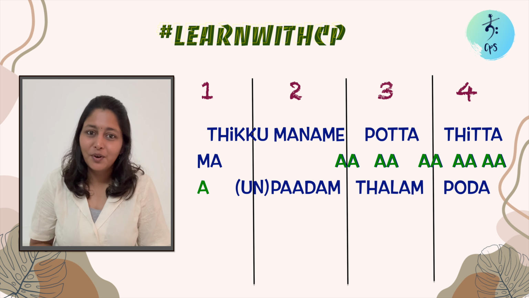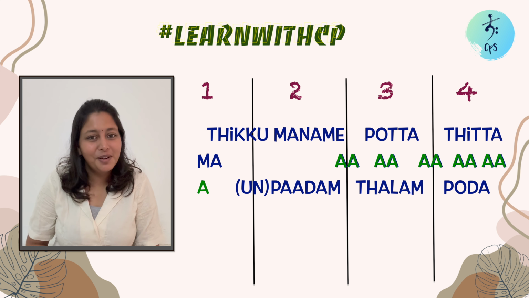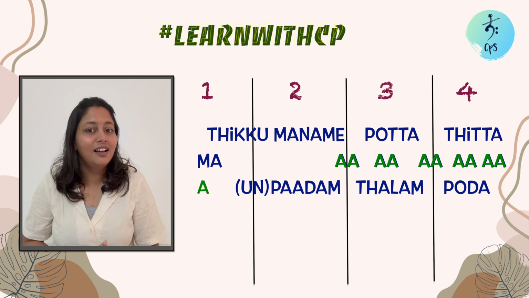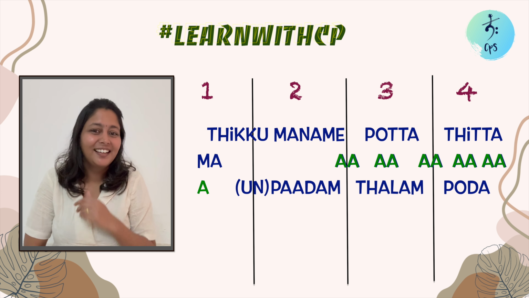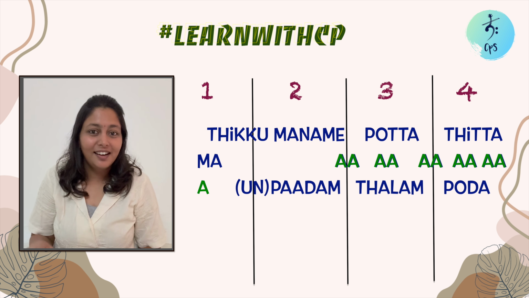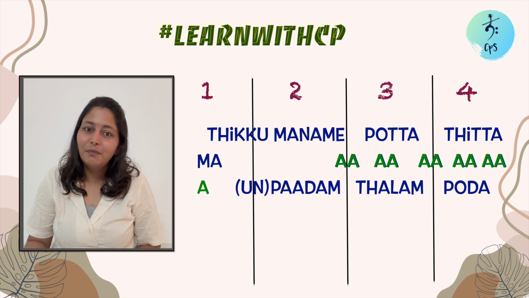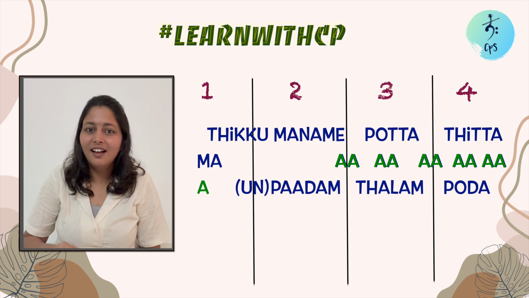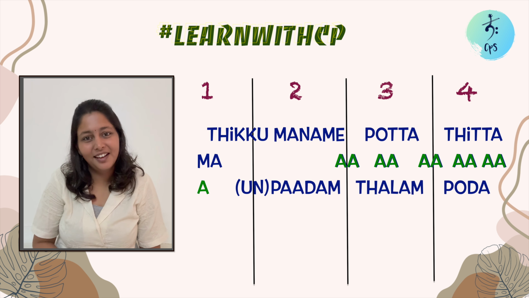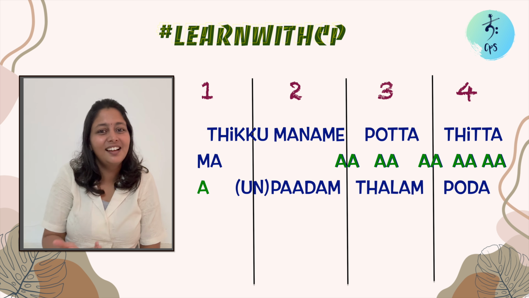Now, let's try in the original tempo, which is 1, 2, 3, 4. Thikku maname pota thittama. Easy, right? Now let's try this once again in the original one. 1, 2, 3, 4. Thikku maname pota thittama, padon thalom poda, yem parva meloda nee pesa laita aasa kooda vaasovi sukatha teda.